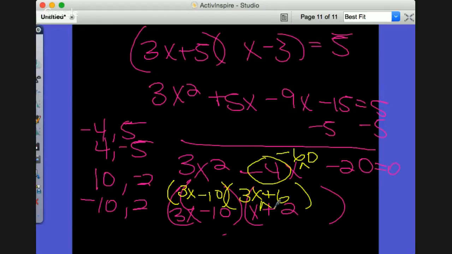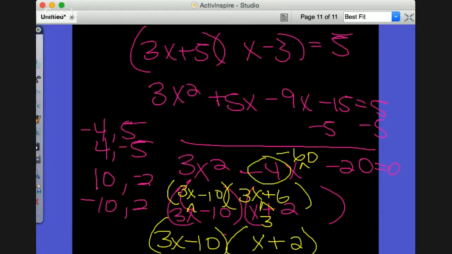Can I take anything out of 3x plus 6? Of 3, good. And the 3x minus 10? No, I can't. So I'm left with 3x minus 10 and x plus 2. And that's, again, the same way of doing it. Be careful. Just make sure you take something out. Other than that, you're good.